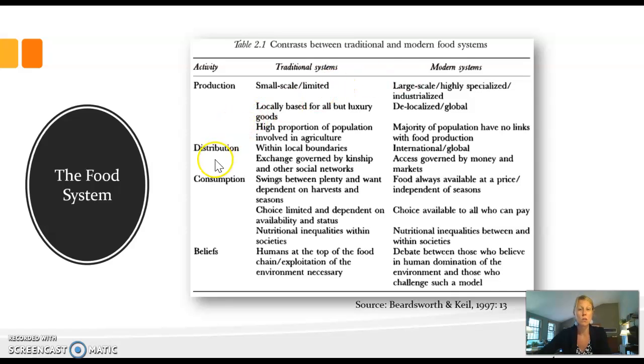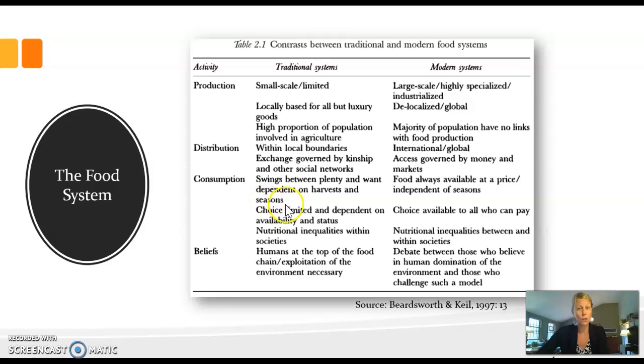So then in terms of distribution, in a traditional food system, food was really within local boundaries, and exchange was governed by kinship and other social networks. And today we have really international and global access, and it's governed by money, really by money and markets. Again, we'll get to talk more about those concepts later in this semester.